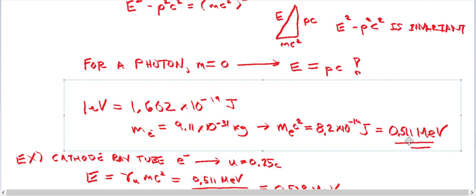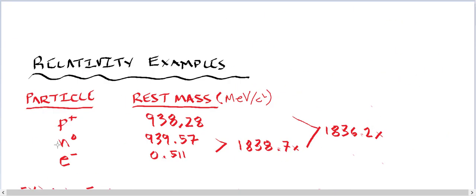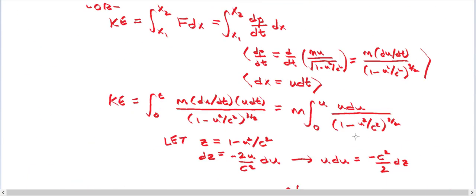The mass of the electron then is just going to be 0.511 mega electron volts over c squared. And so hopefully you can see where this came from, right, in units of MeV over c squared.